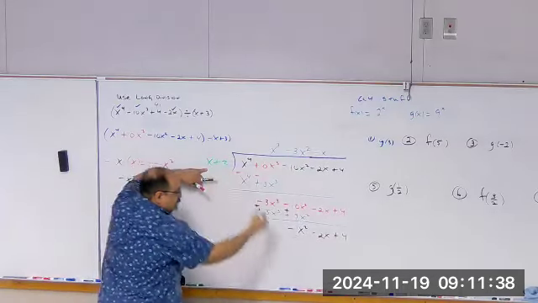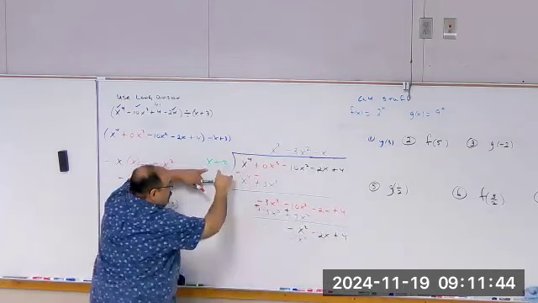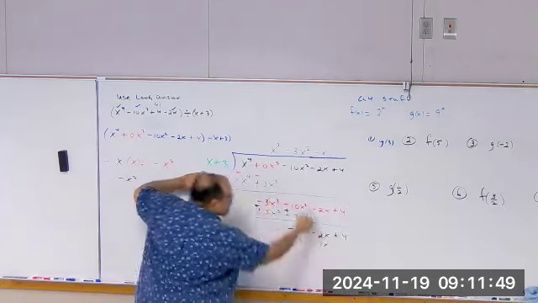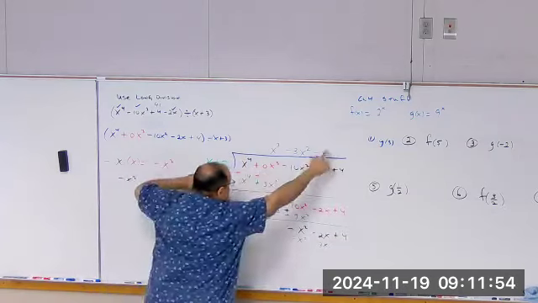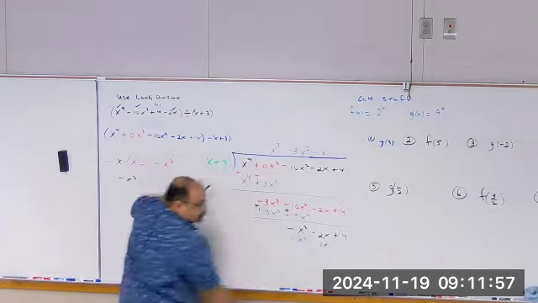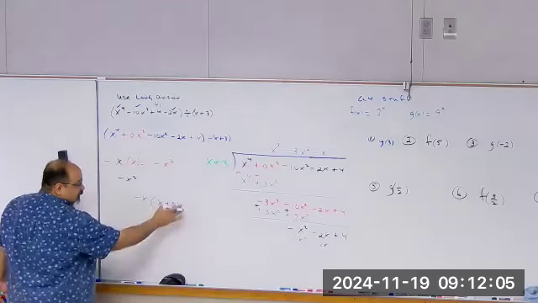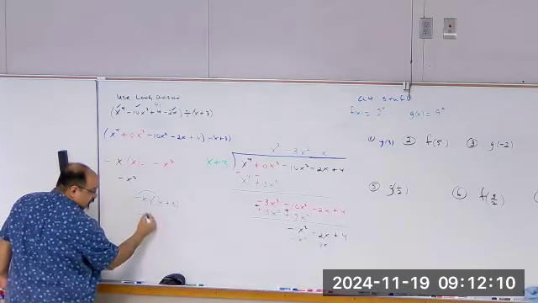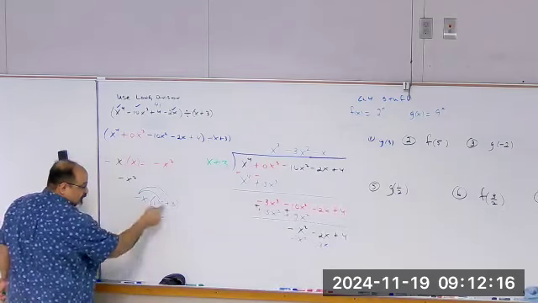Negative x times positive x would be a negative x to the second. Negative x times positive 3 is negative 3x. This negative x times the first one, distribution, and then negative x times the second term, distribution. Now, if that's freaking you out, then write it over here. Negative x times the whole divisor. Negative times a positive is a negative. X times x is x squared. A negative times a positive is a negative. X times 3 is 3x.